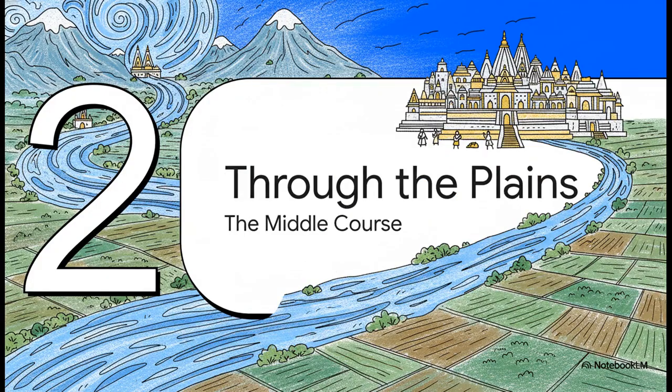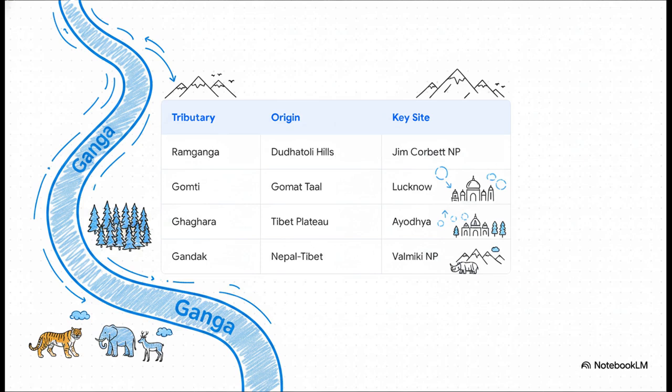Which brings us to Section 2, Flowing through the Plains. As the river eventually slows down and exits the mountains at Haridwar, it absorbs absolutely massive left bank tributaries coming down from the Himalayas and the Tibetan Plateau. We've got the Ganga, which remarkably flows right through India's oldest national park, Jim Corbett. Then there's the Gomti, winding right through the heart of Lucknow. We have the Ghagra, this immense transboundary river flowing past the historical city of Ayodhya. And further downstream, the Gandak joins in, sustaining Bihar's Valmiki National Park. These tributaries aren't just streams. They are massive lifelines in their own right.